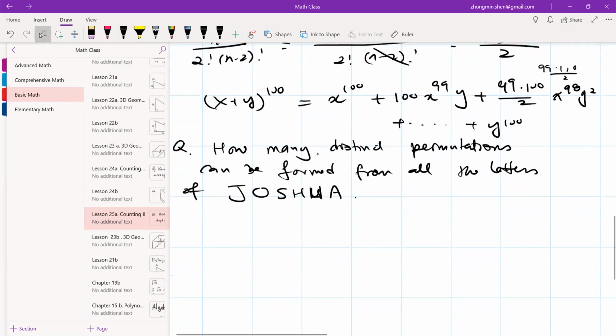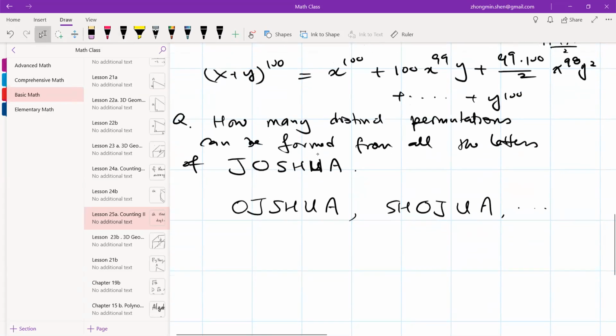So first of all, you look at that. In Joshua, all the letters are distinct. They're different. So is Jasper. Yeah, here all the letters are different. So when you permutate them, for example, J-O-S-H-U-A, and for example, S-H-O-J-U-A, and so on, actually you are going to get 6 factorial.